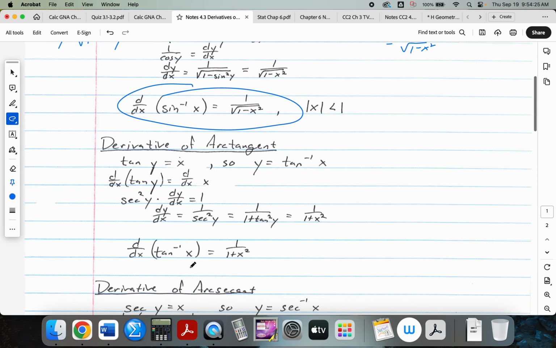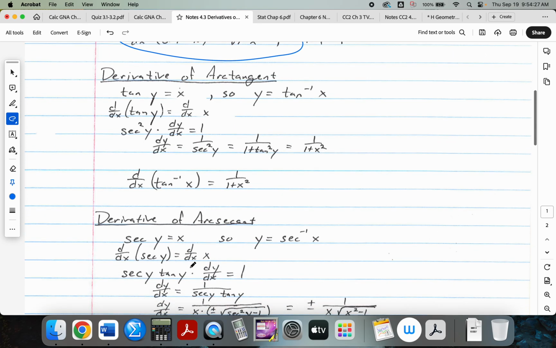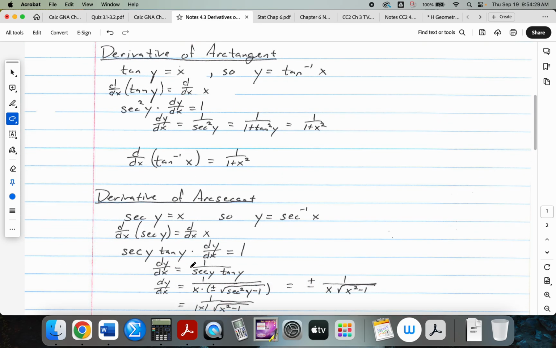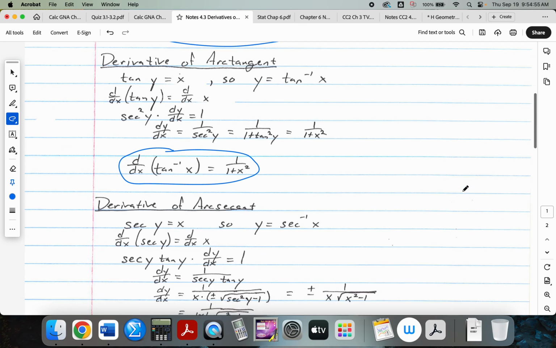I'm not going to take you all the way through each of the other ones, but it's the same idea. We set tangent of y equal to x so that y is tangent inverse. We take the derivatives, solve for dy/dx, use a trig identity, and we get this. Notice that the tangent inverse doesn't have a square root on it, and that it's 1 plus x squared.